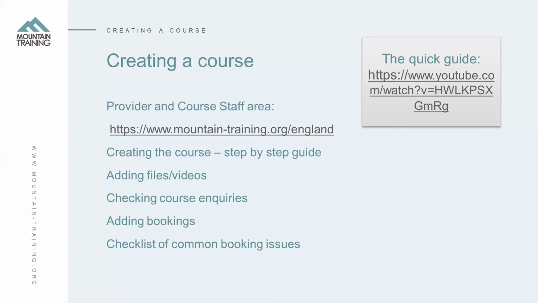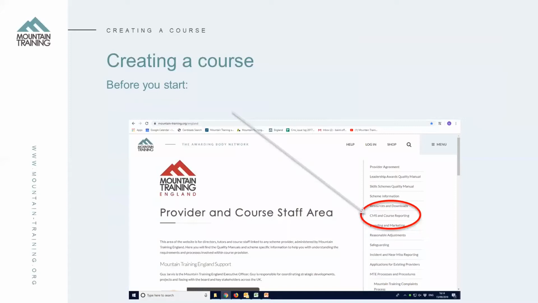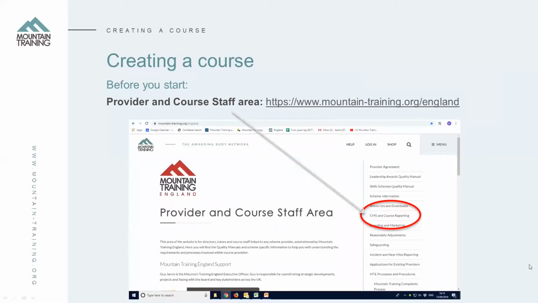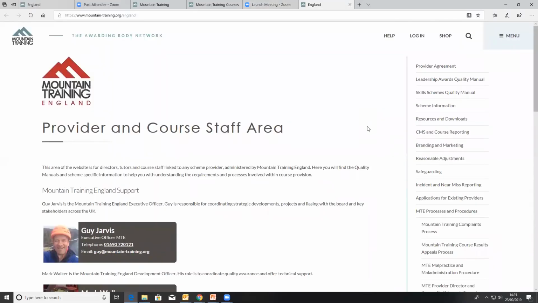As a provider, the first thing that you'll need to do is have a look at the provider and course staff area, and the section that we're interested in specifically is this CMS and course reporting section. So I'm going to follow this link. You can do the same in the PowerPoint, or if you've already got this as one of your bookmarks, then you can go straight there.